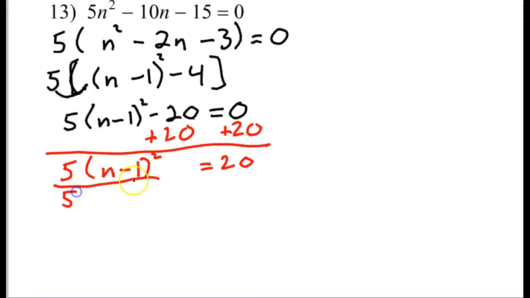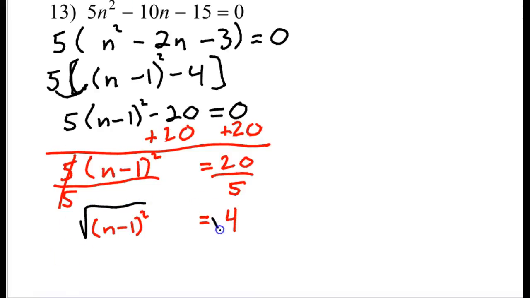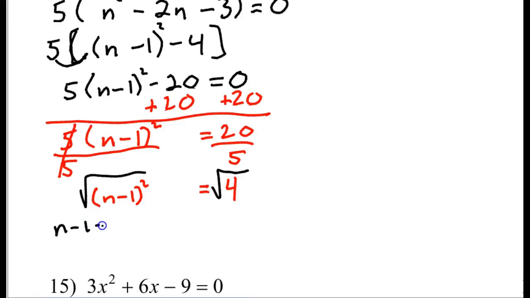So divide that first. Divide both sides by 5, and now 20 divided by 5 is 4, and then we can take the square root, right? We can take the square root of 4. So the number on the right-hand side is going to be a nice number like 4, 9, 16, 25, 36. If you don't get a number you can take the square root of, then there's something wrong before that step. And now we know that n minus 1 will equal negative 2, and n minus 1 will also equal positive 2. So one's positive and one's negative. That's how we get both answers.